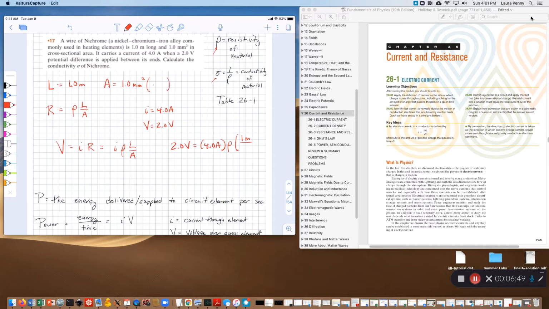Now I need to convert the area into meters as well. But I need it to be meters squared because I have millimeters squared. And so 1 meter has 1,000 millimeters in it. And so for 1 square millimeter, I take that 1 and divide it by 1,000 squared. So this is 1.0 times 10 to the negative 6 meters squared.